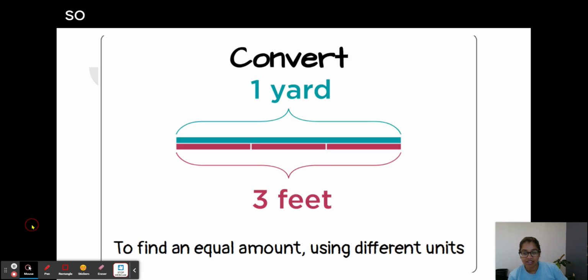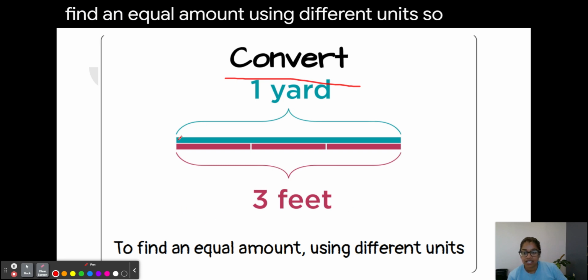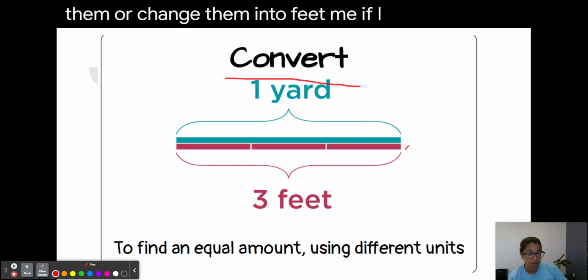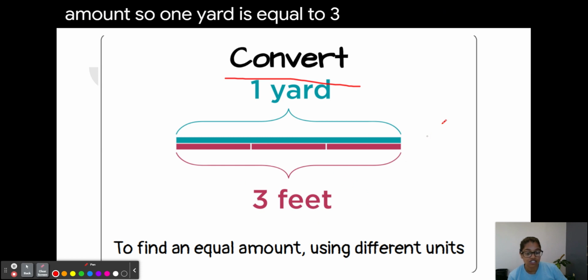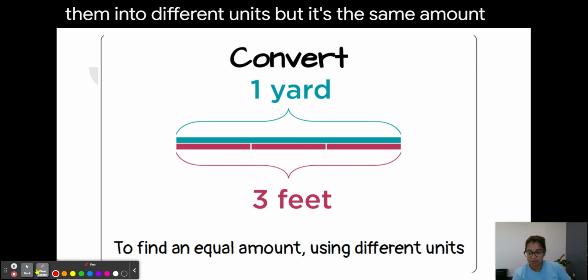All right, so we have a couple of vocabulary words. Our first one is convert. Converting is to find an equal amount using different units. For example, we have 1 yard. If we want to convert it into feet, we need to find an equal amount. So 1 yard is equal to 3 feet. We change them into different units, but it's the same amount.